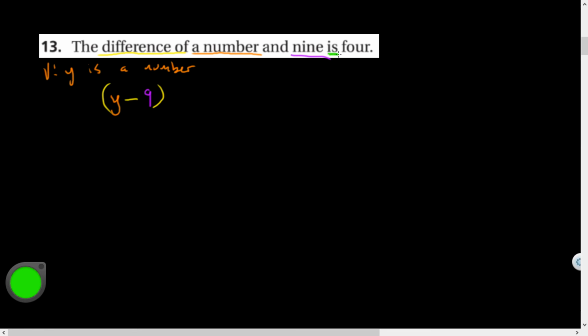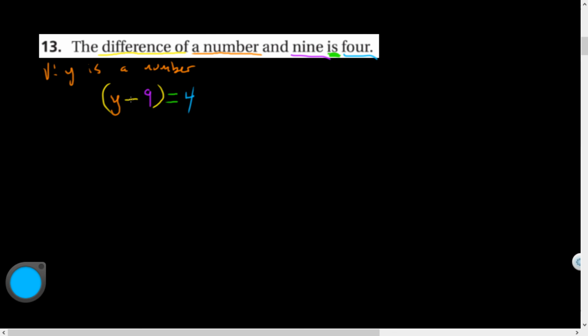Is means equals. Is a relationship. Unless it said is greater than, then it would be one of those signs. If it said is less than, it would have been one of those signs. If it said less than or equal or greater than or equal, we'll talk more about those later. But is a relationship, not an operation. So it's relating the first set of things to another thing, and that last thing is going to be 4.